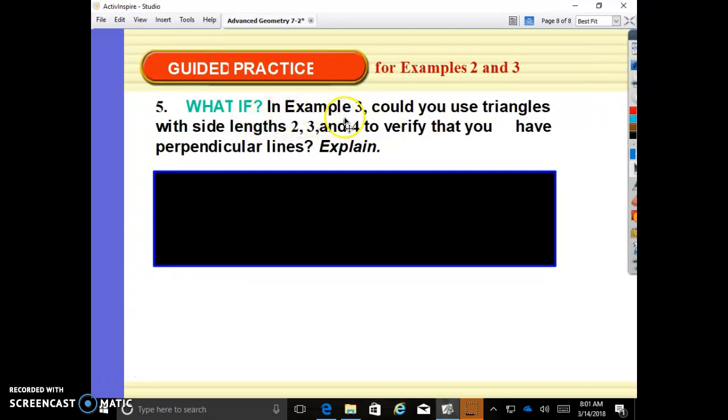What if in example 3, you could use triangles with side lengths of 2, 3, and 4 to verify that you have perpendicular lines? Explain. Could you use 2, 3, and 4? What is 2 plus 3? 5. Is 5 greater than 4? Yes, so that's good.